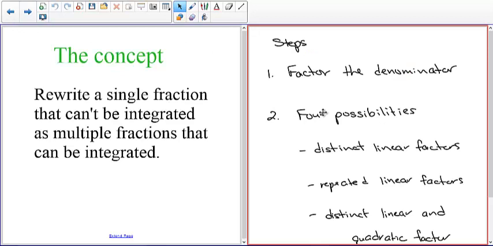So that requires that you're able to factor the denominator. Sometimes you can factor it, sometimes you can't. You can factor it if they're real zeros. If it's a quadratic that doesn't have real zeros, you can't factor it and get real factors. So they have to be real factors. And there's four possibilities that we're going to look at.